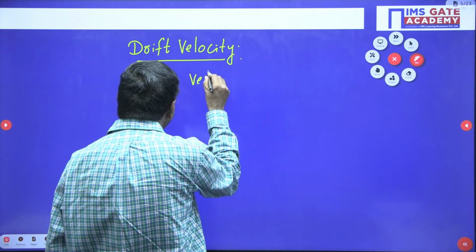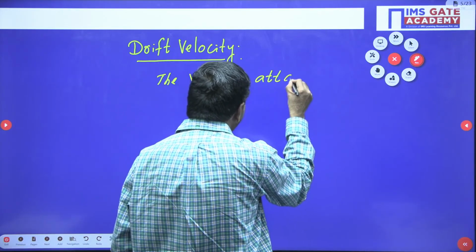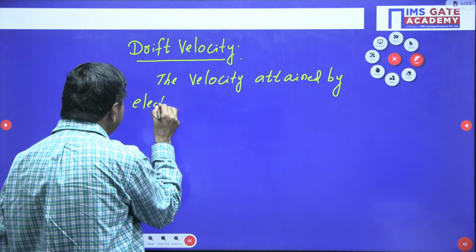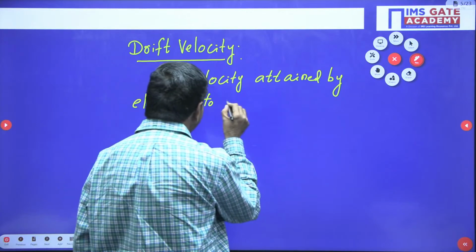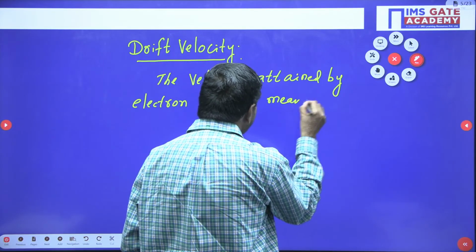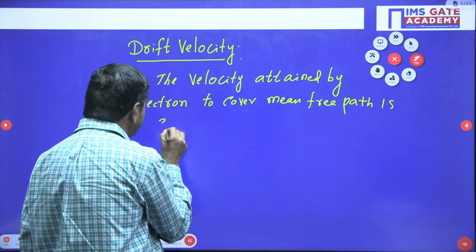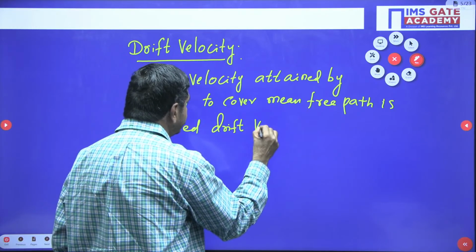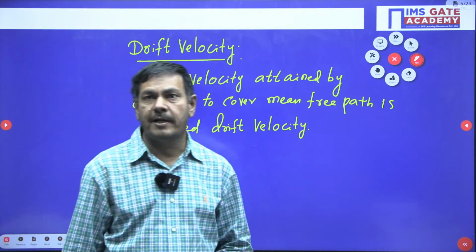The velocity attained by the electron to cover the mean free path is called drift velocity. But in the case of drift velocity, you should understand one point.